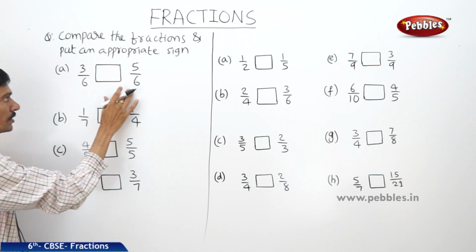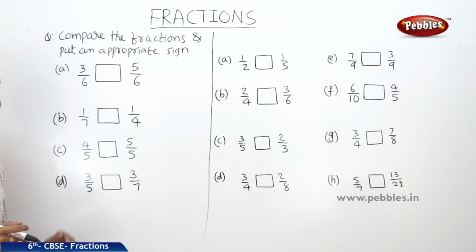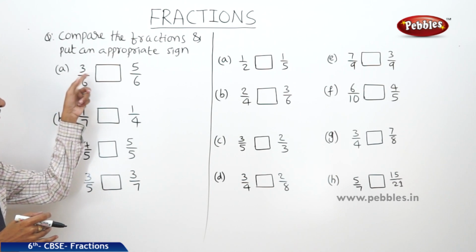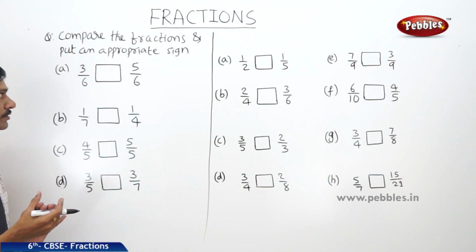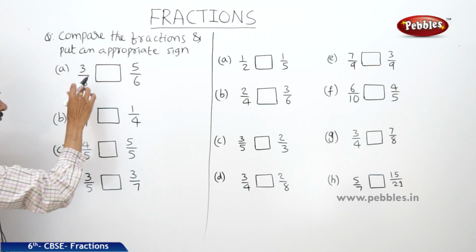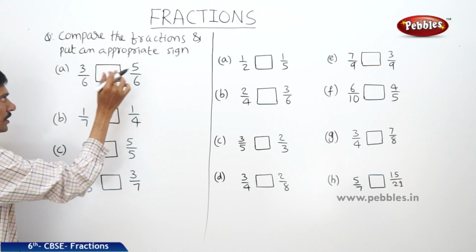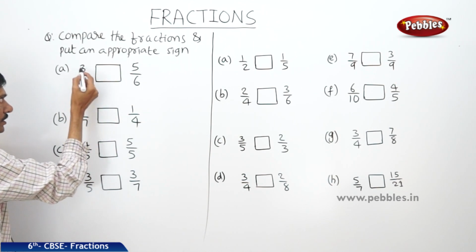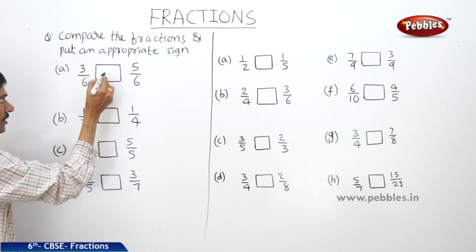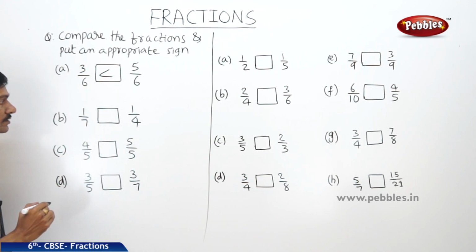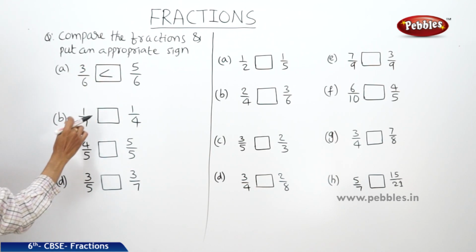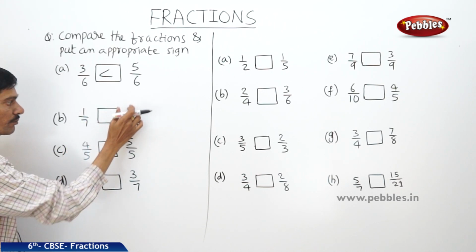So when the denominators are equal, the fraction with the lesser numerator is less than the fraction with the larger numerator. Now if you compare the numerators here, 3, 5, so 3 is less than 5, so we can say that 3 by 6 is less than 5 by 6.